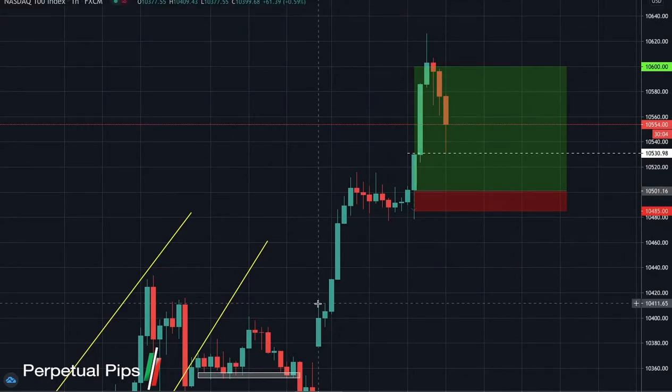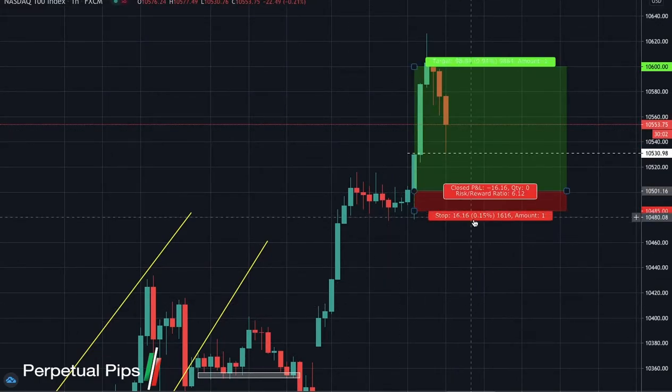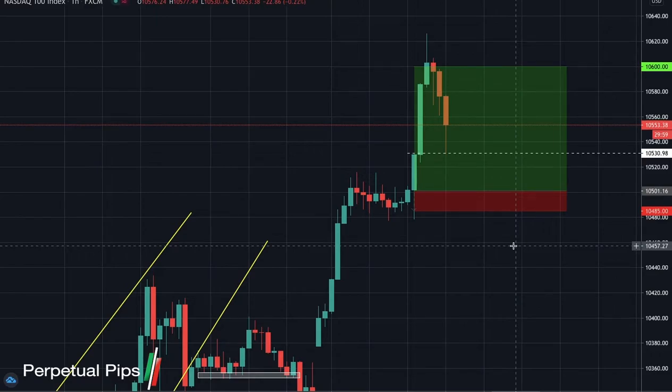All right, so here we have the NASDAQ trade that I took earlier. I opened at about 10,500 level, 10,501 to be exact. Now, I actually had some earlier entries that got stopped out before this one finally took off.